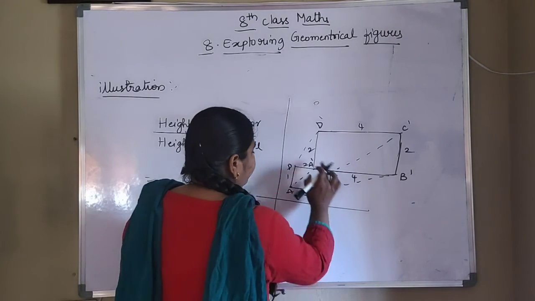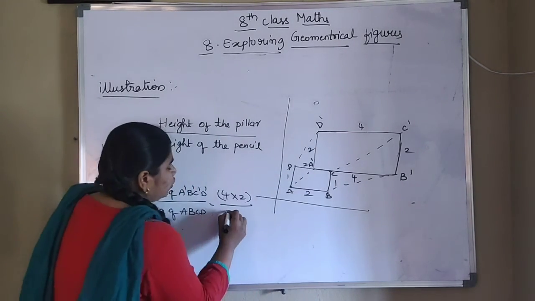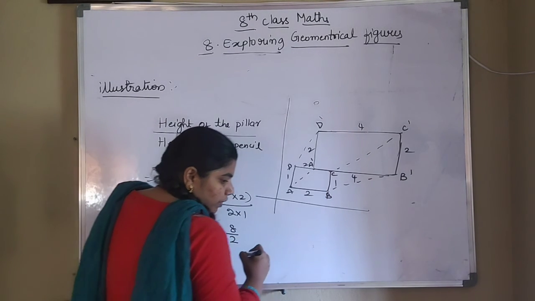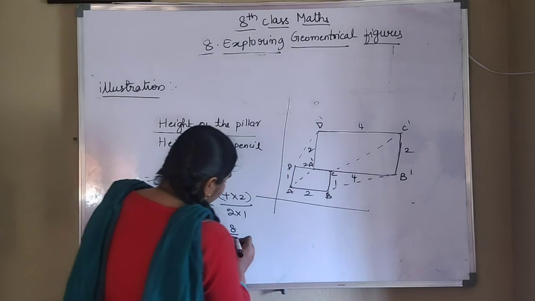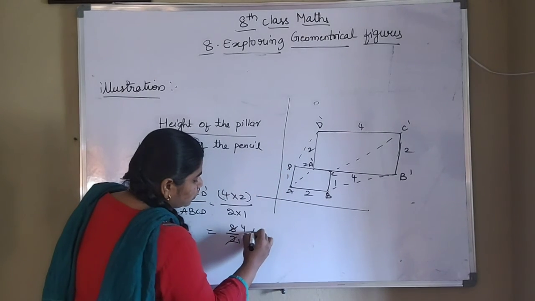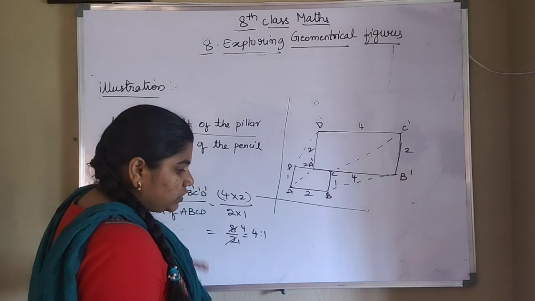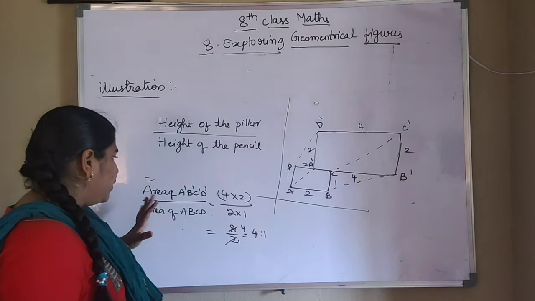the area of this part, that is 2 into 1. So that will be 8 by 2. 8 by 2 is nothing but 4, since 2 1s are 2, 2 4s are 8. So the ratio here is 4 is to 1. This is called the ratio of areas.